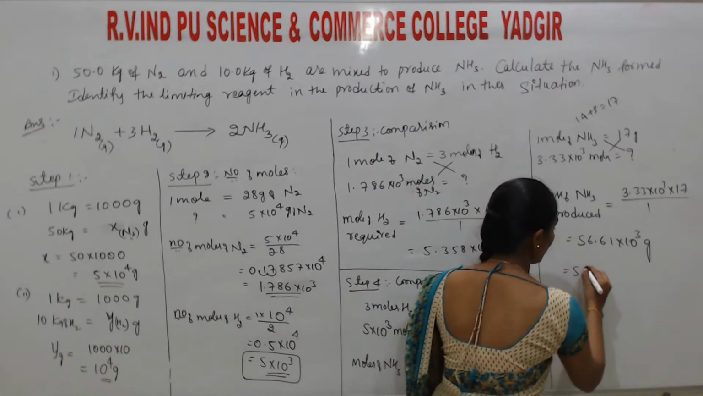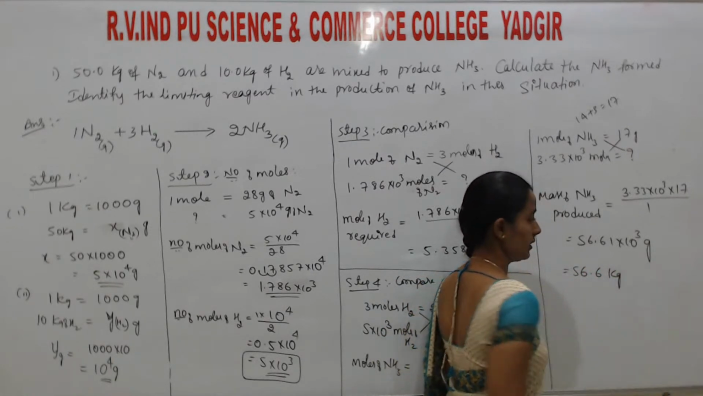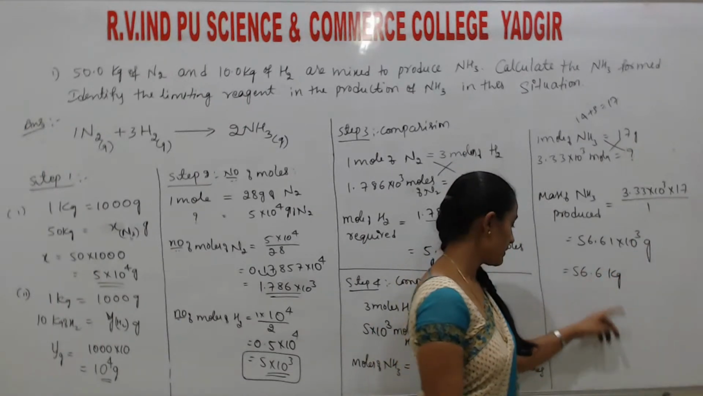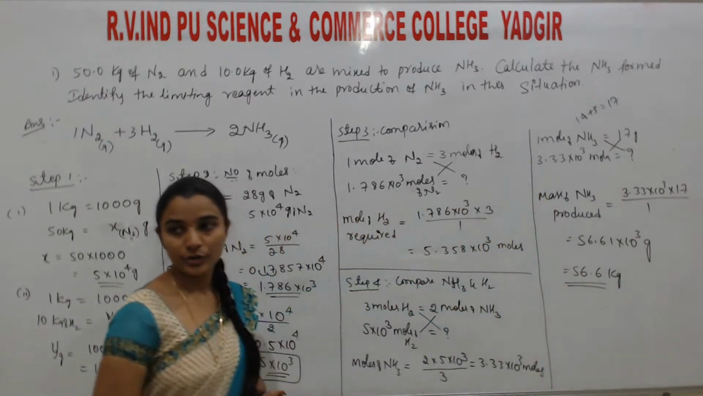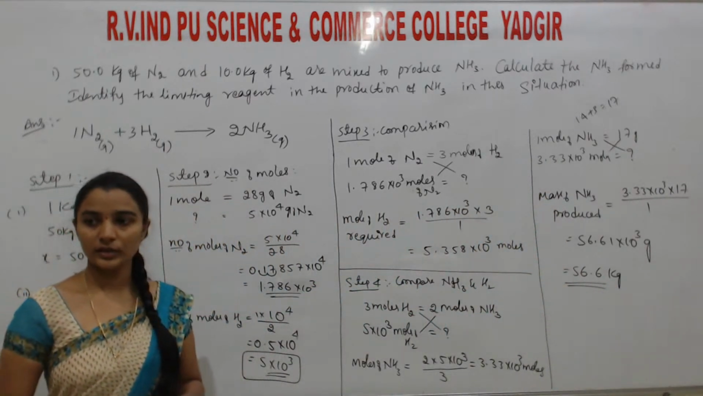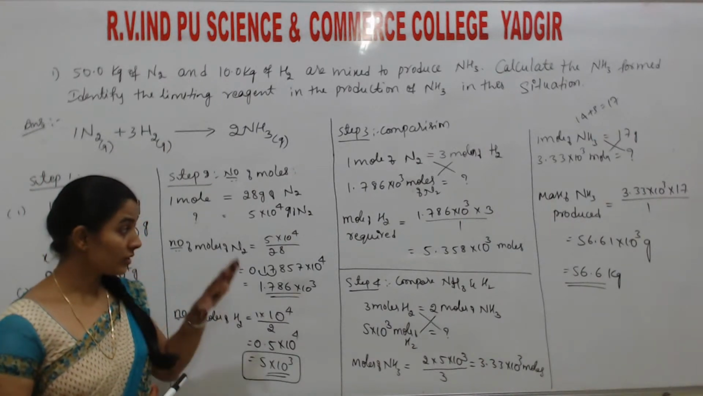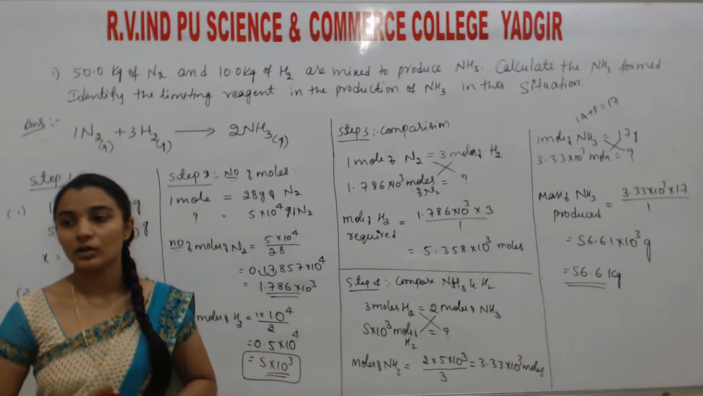Okay, that means 56.6 kg. 10 power 3 means kilo, you know. So 56.6 kg of NH3 is produced. Understand, students? Understood? So these are the steps you are going to do in the examination.